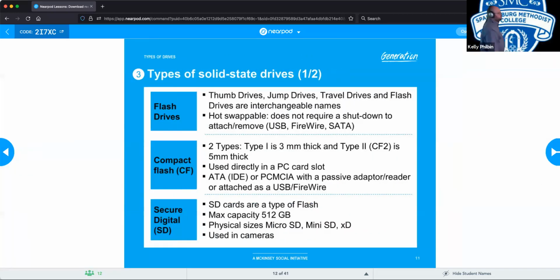All right. Main types of solid state drives that you will come across. You have your typical flash, which we just talked about. These would be your thumb drives, jump drives, travel drives. They're all interchangeable names that you'll hear people use over time, depending on how they heard it first and what the colloquial usage is in that area at that time. They are hot swappable. They do not require a shutdown, although it is still highly recommended that you treat them as warm swappable and eject the drive before you pull it, for safety's sake, because you still run the risk of damaging the drive if you remove it while it's actually running.